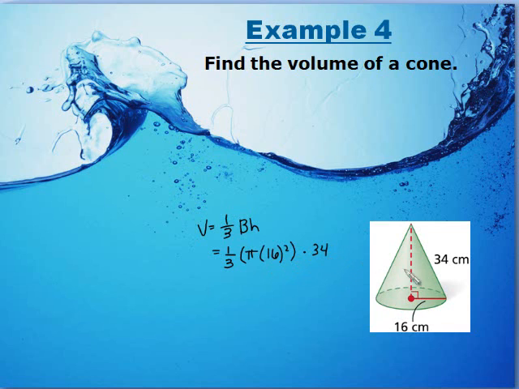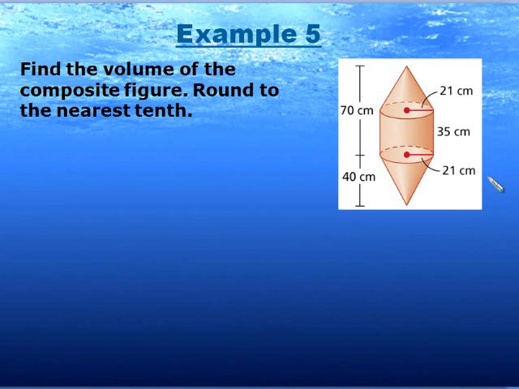So this problem is pretty simple. They've given us all the information. Let's go ahead and plug that in. And I'm going to go ahead and leave this in terms of pi. So when I plug everything in, I get 2901.3 pi centimeters cubed.